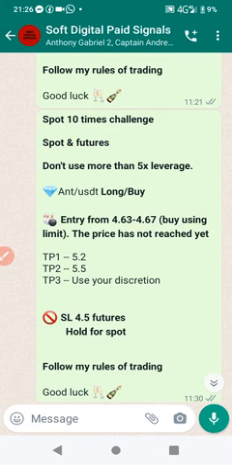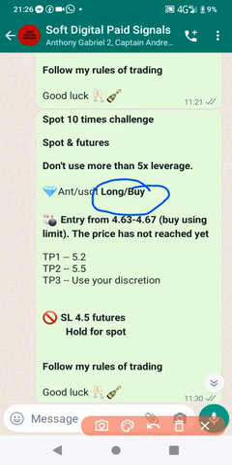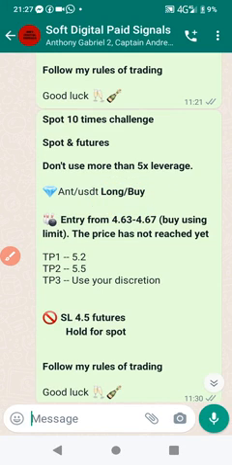The entry range. Okay, before that, you can see there's "long buy." This long buy is telling you that you are to buy. For futures, sometimes you may see short or sell. That is telling you that you are to start the trade by selling. But for spot, you will always buy. Okay, good. Then the next thing we have there is entry from 4.63 to 4.67.